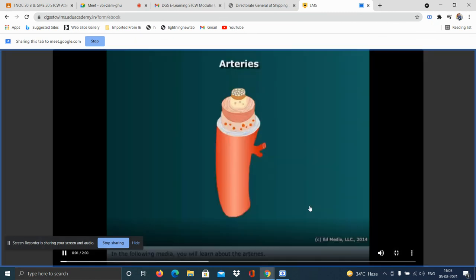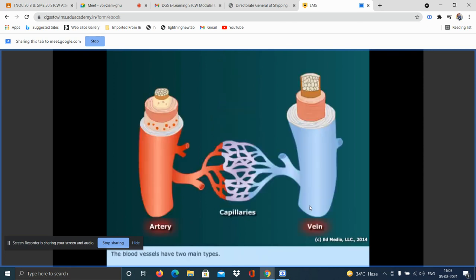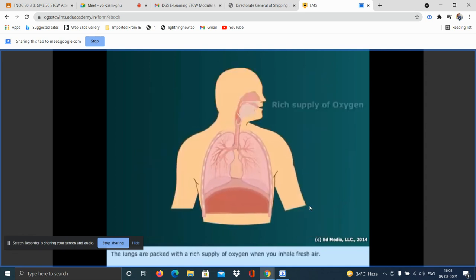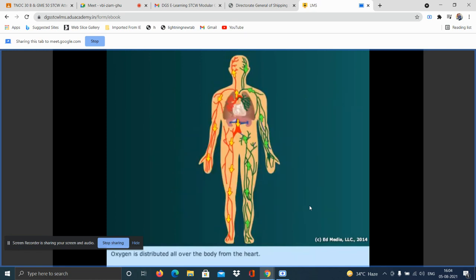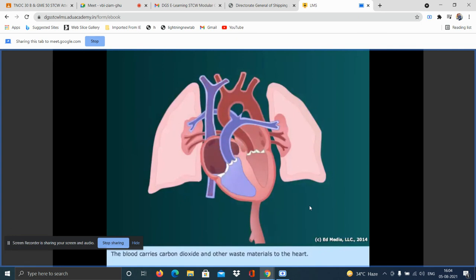In the following media, you will learn about the arteries. The blood vessels have 2 main types. The lungs are packed with a rich supply of oxygen when you inhale fresh air. Oxygen is distributed all over the body from the heart. The blood carries carbon dioxide and other waste materials to the heart. In order to remove the carbon dioxide from the body, the heart carries it to the lungs.